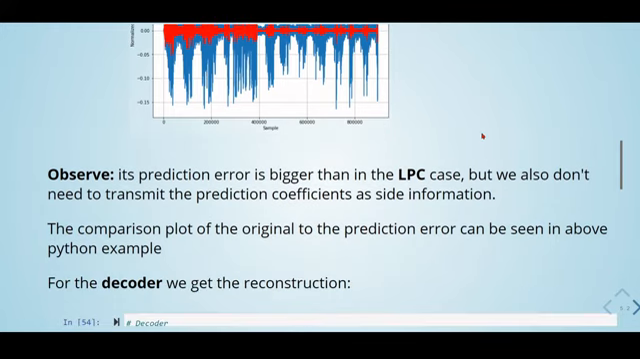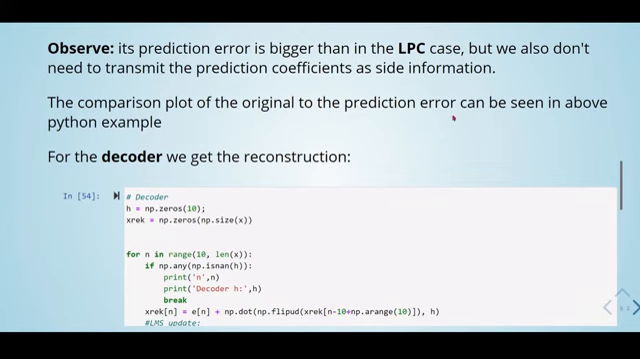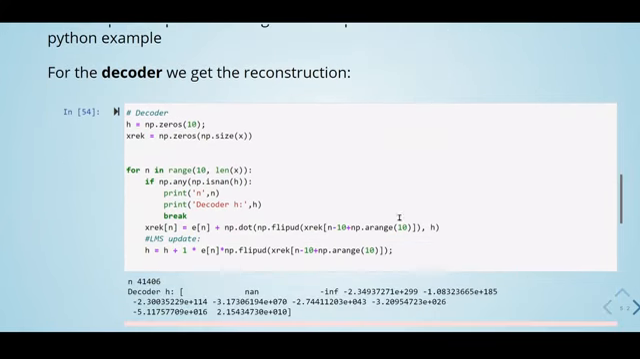So the comparison plot of the original to the prediction error can be seen here. But for the decoder, we get the reconstruction. That's what we have in here, the decoder.